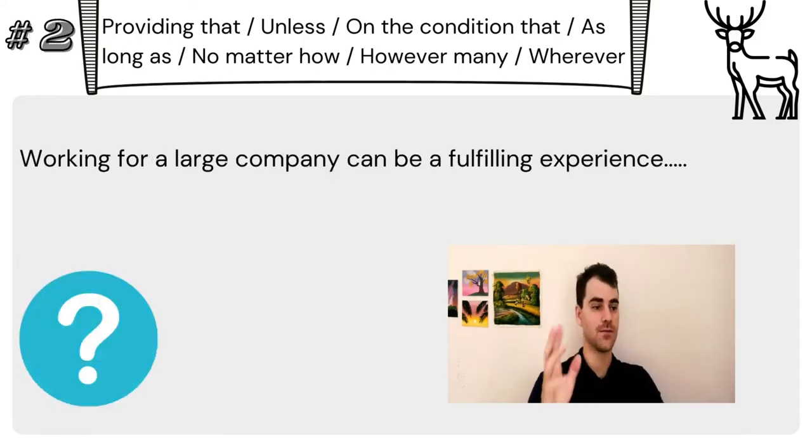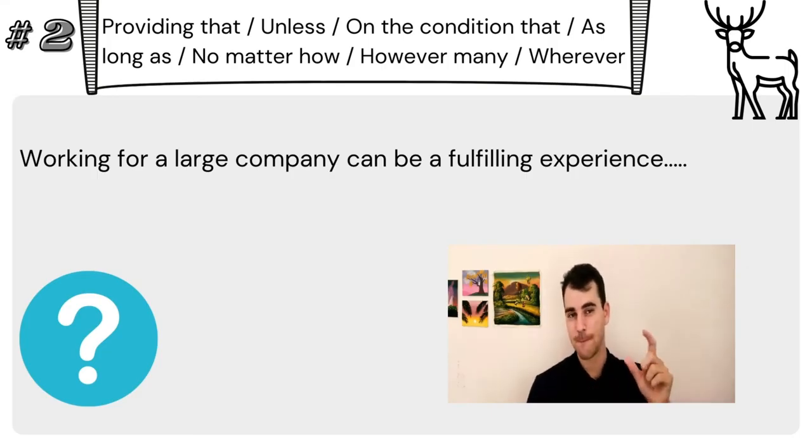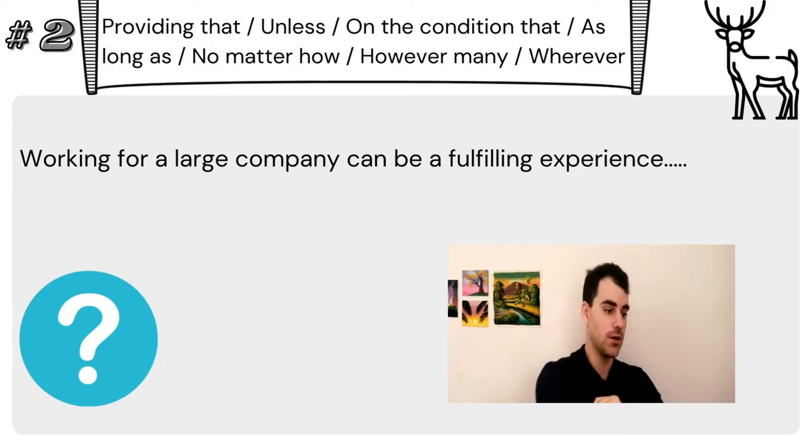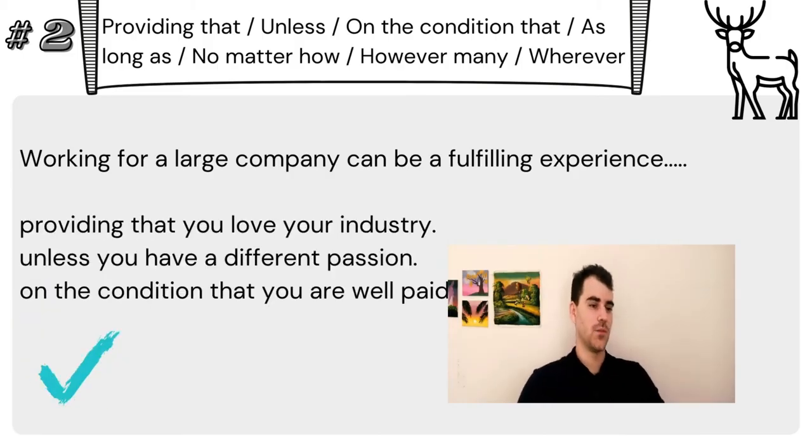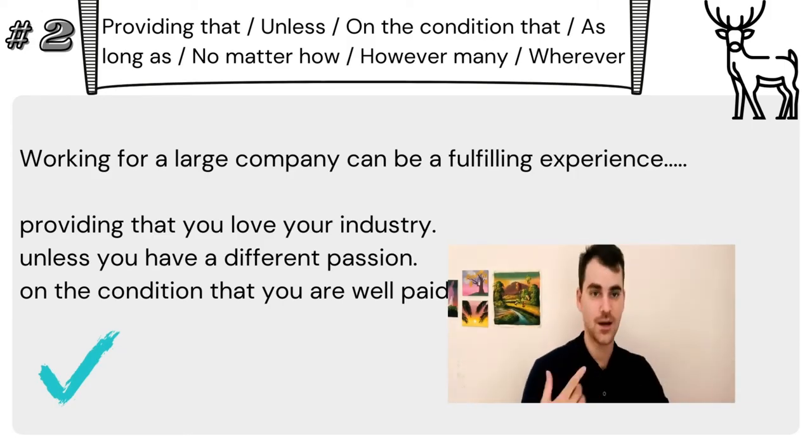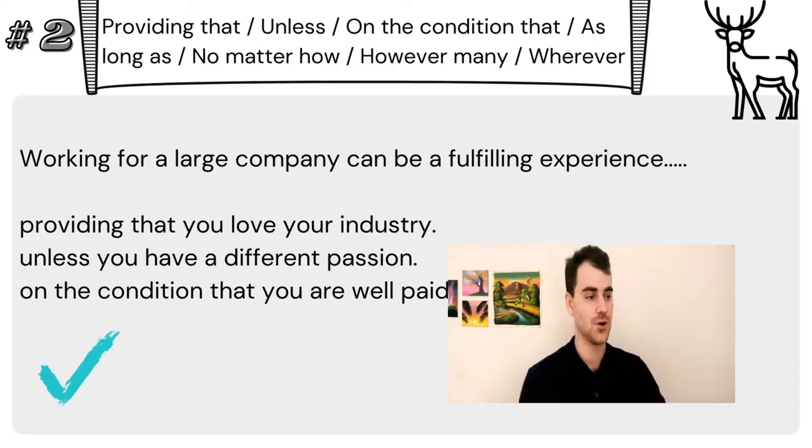Number 2, working for a large company can be a fulfilling experience. What's the condition? Try to add a condition. I'll go to the answer in 3, 2, 1. Providing that you love your industry. Unless you have a different passion, on the condition that you are well paid. So we have 3 very different examples here. If you have an alternative answer, write it in the comments and I can correct it for you, or I can congratulate you on your creative genius.